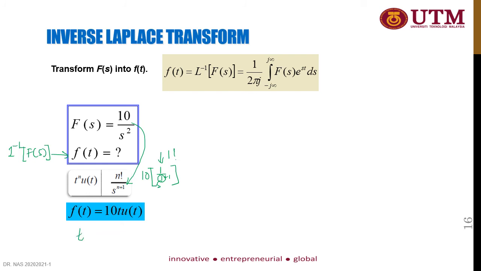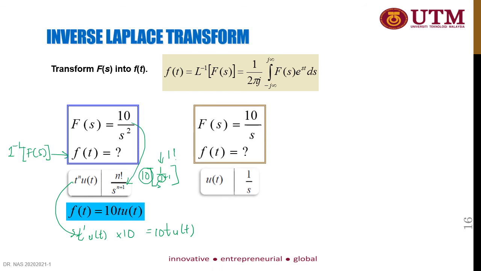Okay, so now you know your n equal to 1. So it is equal to t to the power of 1 u(t). Okay, and don't forget you have 10 here, so it is multiplied with 10. So it is 10 t u(t).